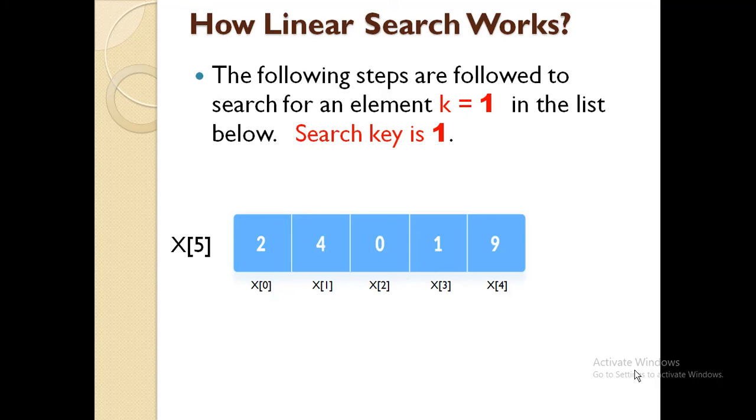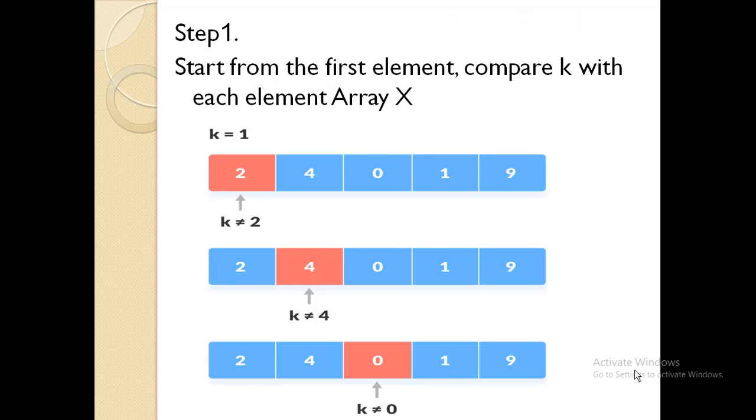Now here we'll see one example of how linear search works. Here you can see that there is an array with the name x containing 5 elements: 2, 4, 0, 1, 9, where the first element is stored at the 0th location and the last element is stored at the 4th location, and your search key is 1. That means 1 is the key which you are finding in the list, whether that 1 is present in the list or not. So in the first iteration my search key is compared with the 0th location of the array, meaning the first element of the list.